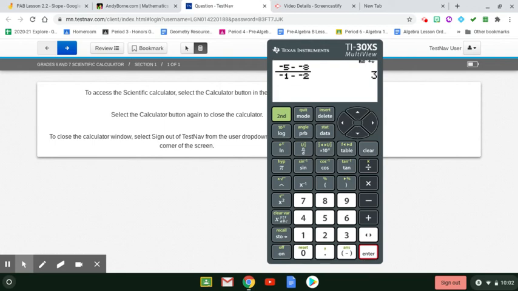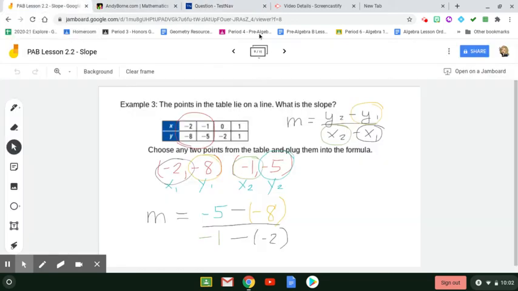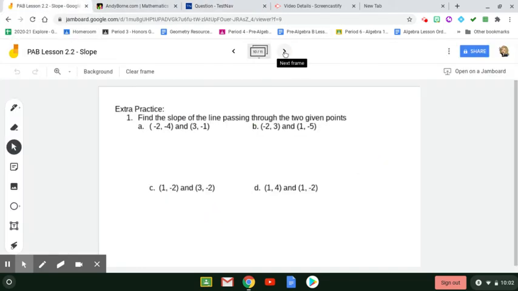Your slope is going to be 3, and your calculator did everything for you. So as long as you're plugging everything in correctly into your calculator, not confusing negative signs and subtraction symbols, you're going to be golden. All right, so let's do a couple more and make sure you can practice using your calculator correctly. Alrighty, here we go. Okay, let's find the slope of these ones.